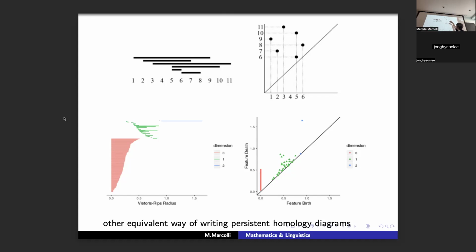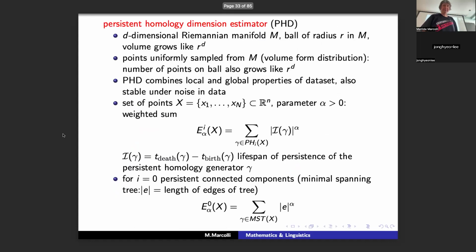And so if you draw your diagram like this, the points that are close to the diagonal are the noise, and the further away you are from the diagonal, the more significant is the structure that you see. So this is the typical kind of thing that you see. There's some kind of clustering of the H0 components, and some H1s, some of them more relevant, some noise, and more rarely you have higher dimensional structure in the data that gives you some interesting information.